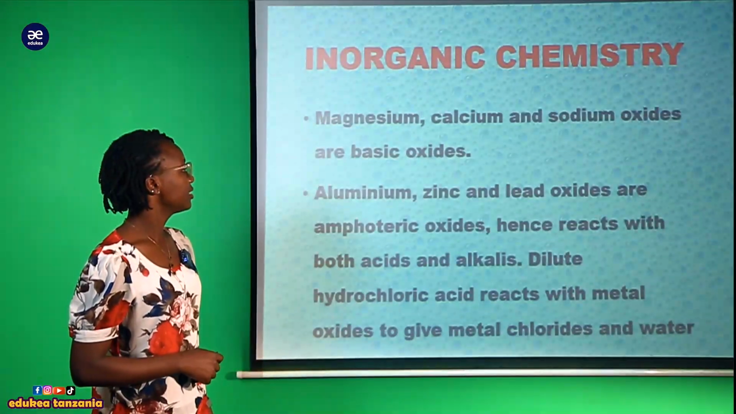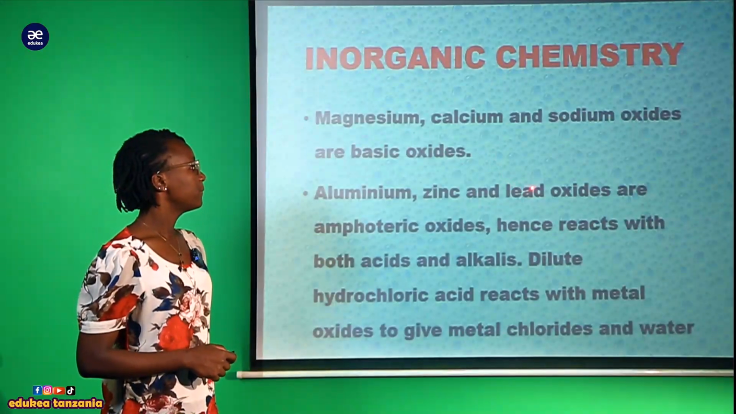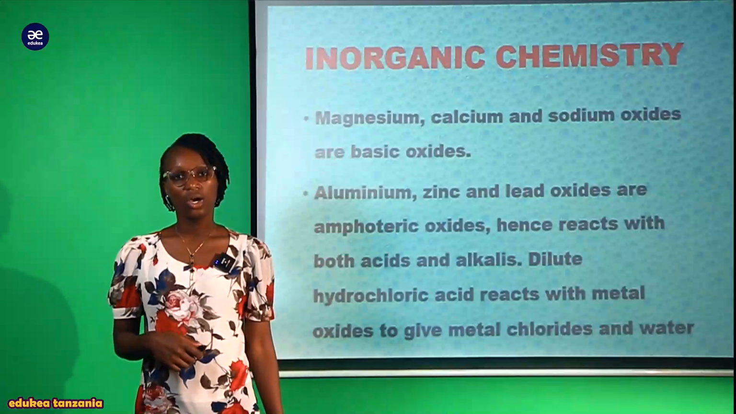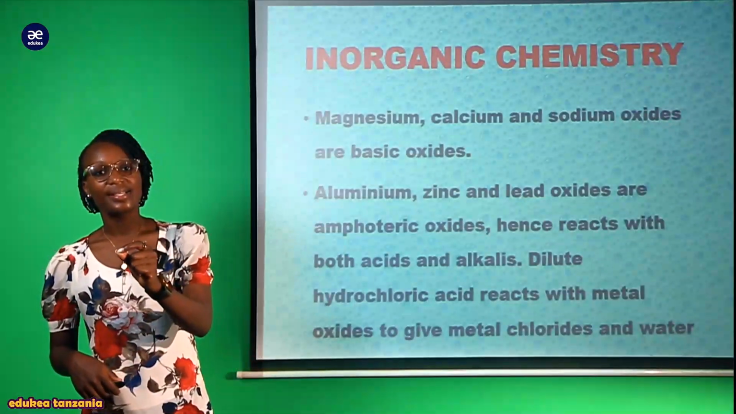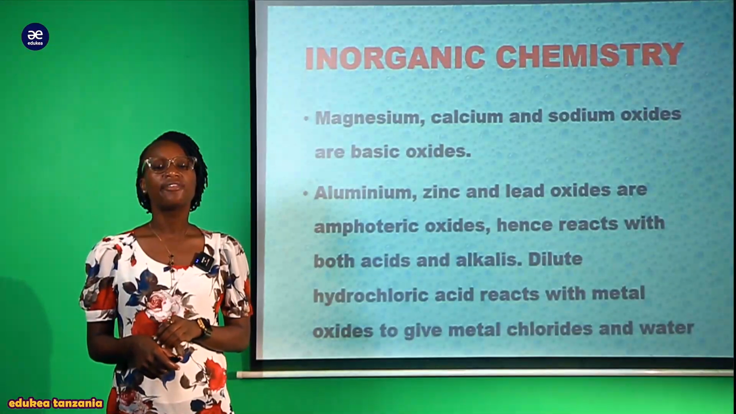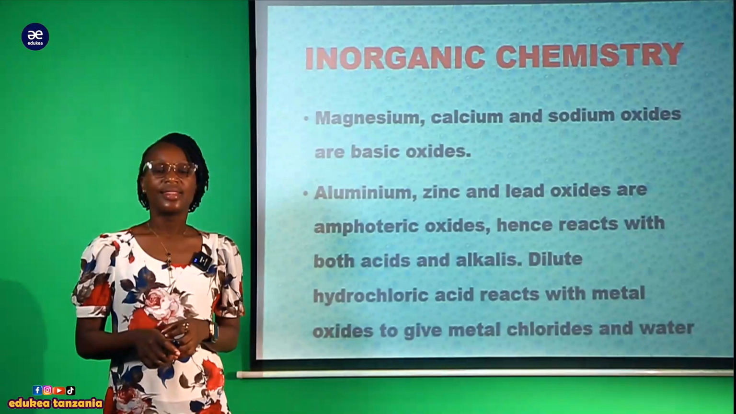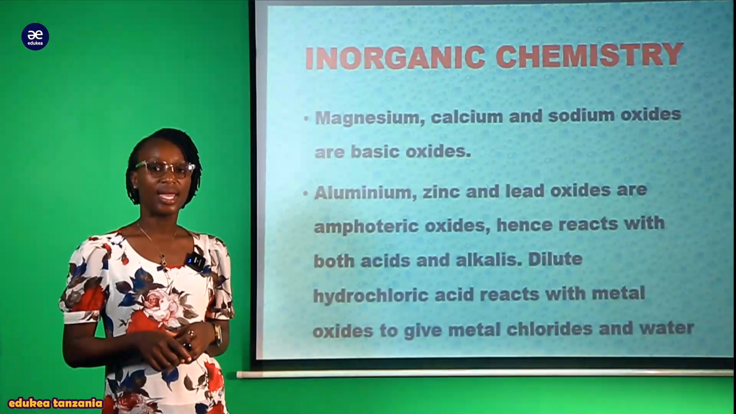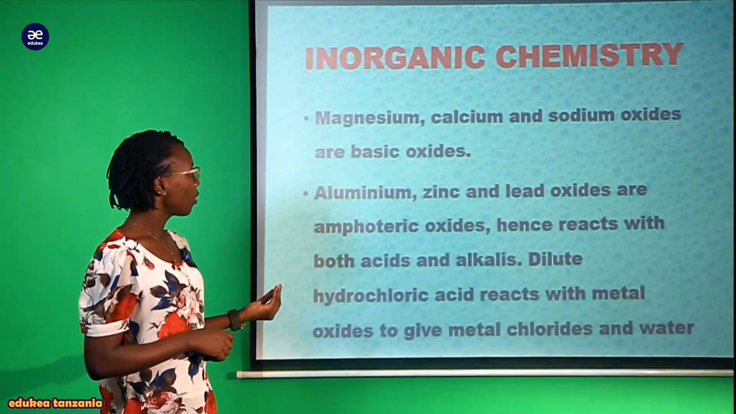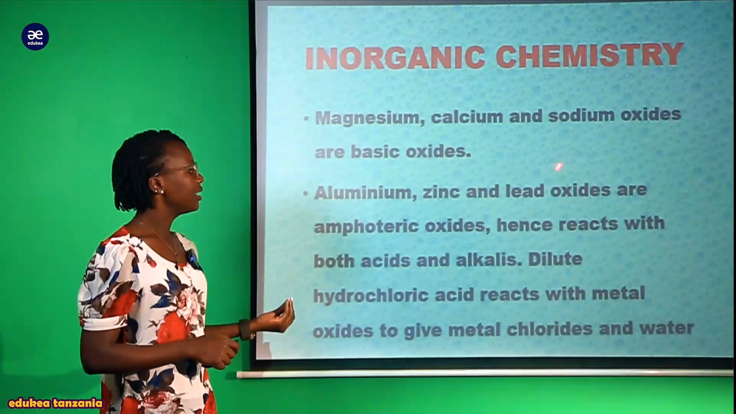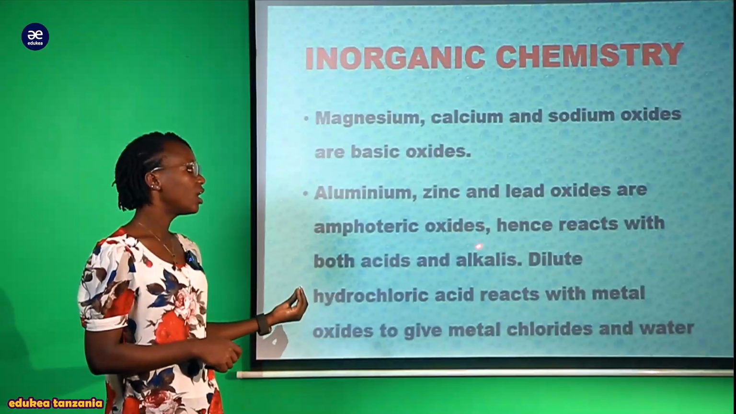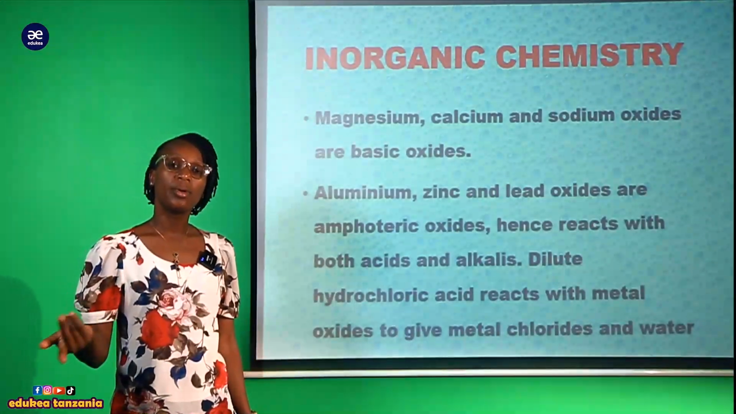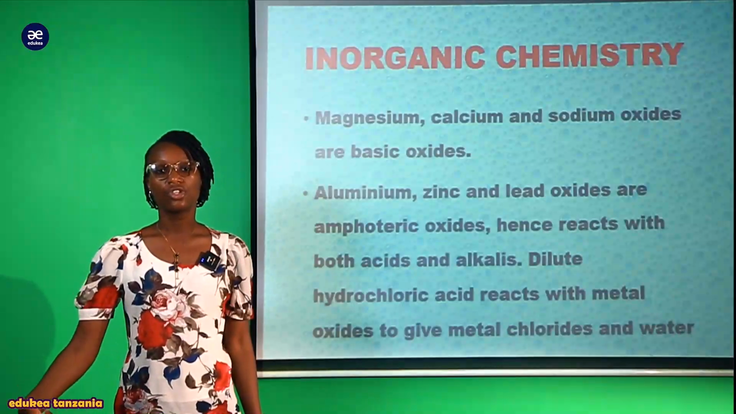For instance, you can see the magnesium, calcium and sodium oxide are basic oxide, kwamba hizi ni basic oxide. Zinapo react na ile acidic, therefore obvious tunaenda kupata nini? The neutralization reaction, ambayo tunaenda kupata product ya salt and water. So anasema kwamba aluminium, zinc and lead oxide are amphoteric oxide, maana kwamba zina sifa zile mbili mbili. Kumbuka hizi zote ni insoluble in water.